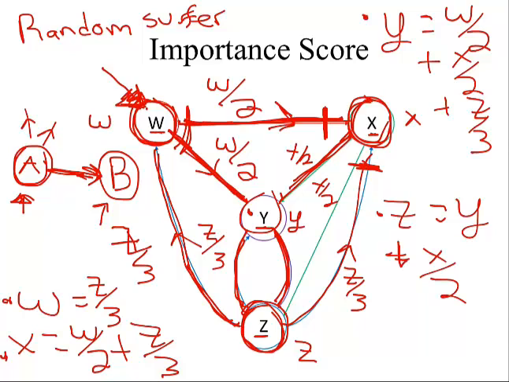So really, the importance score needs to be defined in terms of the importance score that's coming in from other links, which is in turn dependent upon the importance score that's coming in from their other links, and so on and so forth. And so we get a system of simultaneous equations, and we will see how to solve those simultaneous equations.